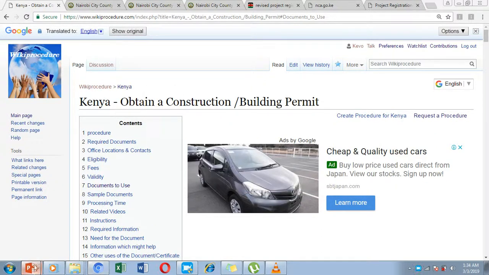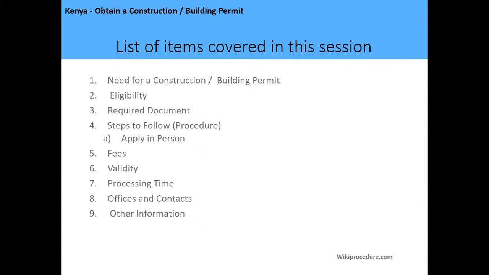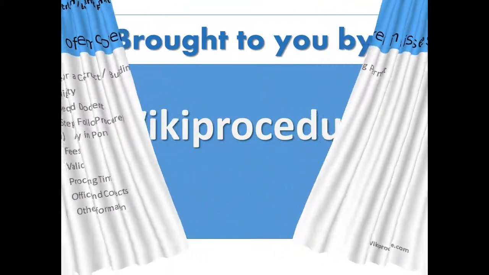So let's move on. The list of the items which we are going to cover in this session include the need for a construction permit, the eligibility, the required documents, steps to follow in making the applications, the fees supposed to pay, the validity period, processing time, offices and contact information, and any other relevant information. So welcome to our procedure today, which is brought to you by wikiprocedure.com.